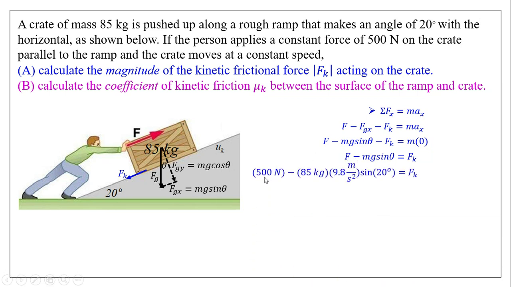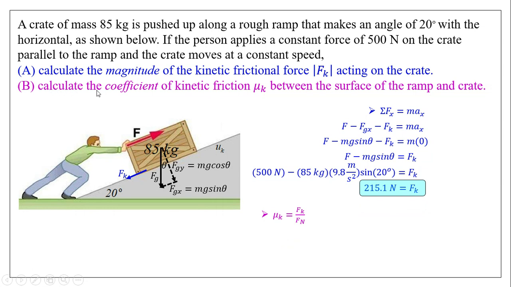So if we plug and chug, 500 newtons minus 85 times 9.8. Once again, this is positive 9.8 because the negative sign is already taken care of. Times sine of 20. If you simplify this on your calculator, you should get a value of about 215.1 newtons. Okay, and it asks for magnitude. So I would just leave my answer as 215.1 newtons, or if it doesn't say magnitude, you can say 215.1 newtons downslope.